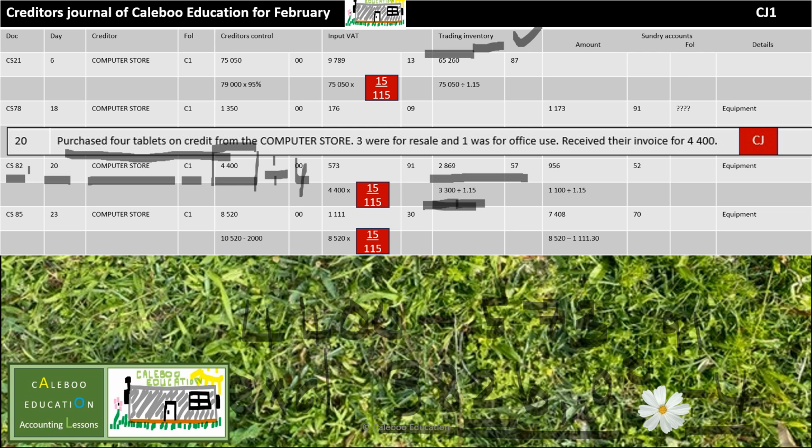Then 1 tablet, 1,100 divided by 1,15 gives me 956.52, which is the VAT exclusive amount paid for the tablet, which is going to be used for the office, and we're going to put that under equipment because it's not stock for resale.